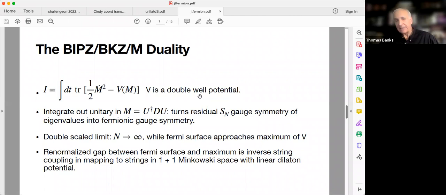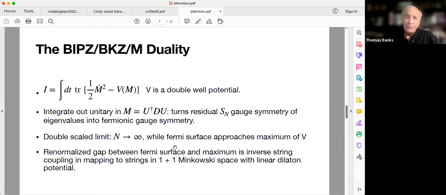And what you do to get the so-called double scaled limit is you take the limit N goes to infinity with the Fermi surface approaching the maximum of the potential, but you also tune the potential so that the maximum is always just above the Fermi surface. And then you get a model which was shown, in the case where I allow the potential to be an upside-down oscillator potential all the way out to infinity, to have a scattering theory identical to the scattering theory of one plus one dimensional string theory. It's an exact solution of one plus one dimensional string theory in a linear dilaton background.